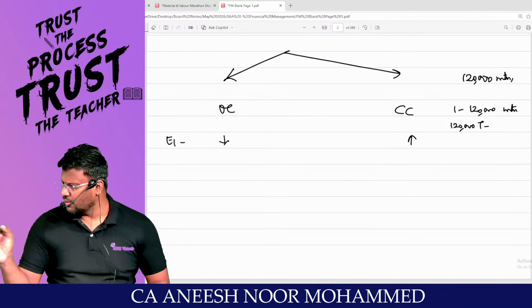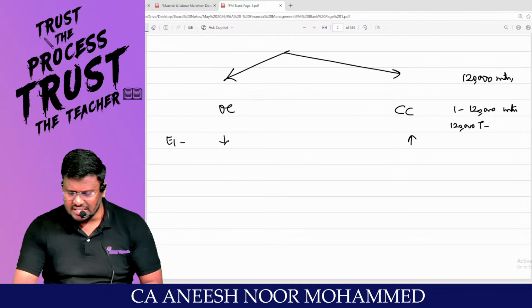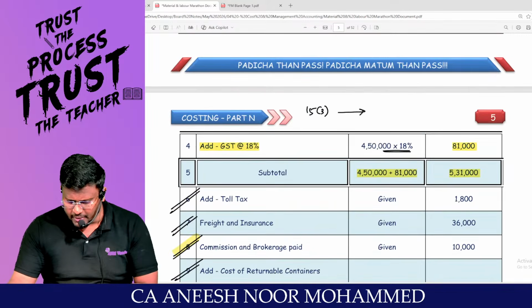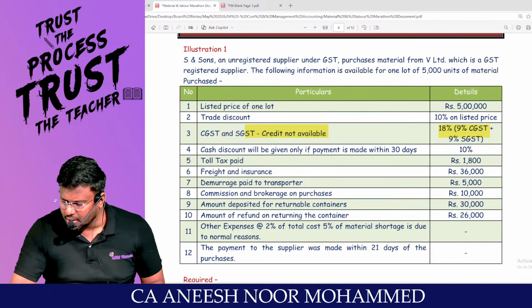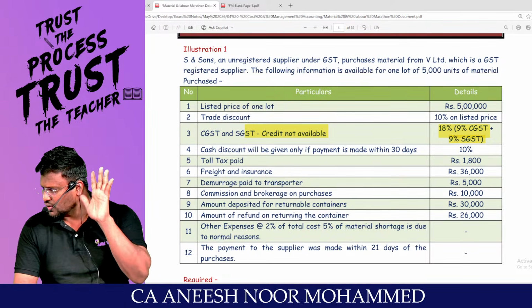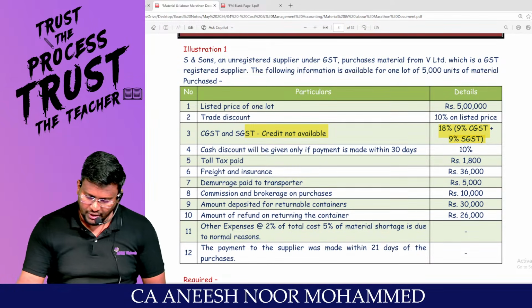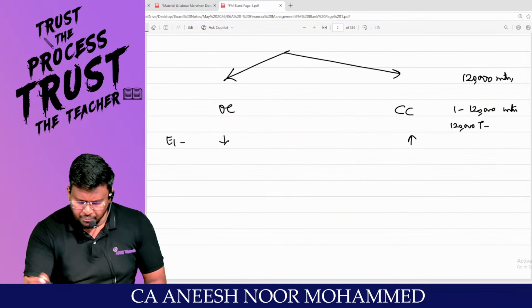Sir, one question is asking how to find out whether ITC is available or not available. In the question, they will be specifically saying. Here they have specifically said that credit is not available. That's why I have added that to the cost. I believe that you are very clear now. Fantastic to the core.